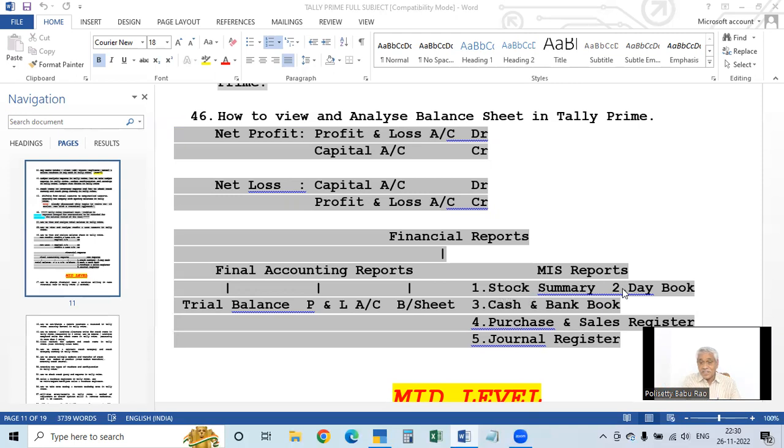First one is stock summary. Second one is day book. These 2 we already learned. Stock summary will show how the stocks are moving. If the stocks are moving quickly, meaning sold quickly, then by seeing this stock summary the management can buy more stock or produce more stock and sell it. If any stock is moving slowly, then they can reduce the stock also. So this is helpful to decide about the stock. Stock summary, stock item summary, all this we already learned.